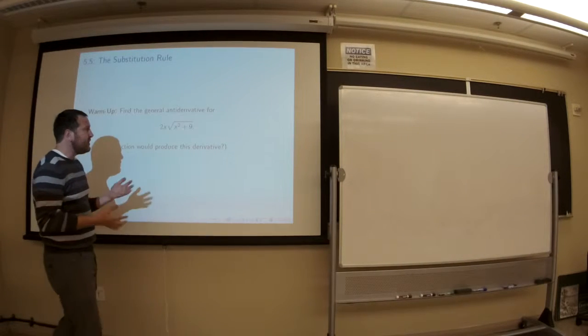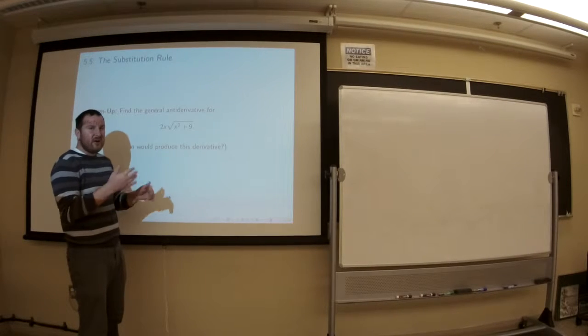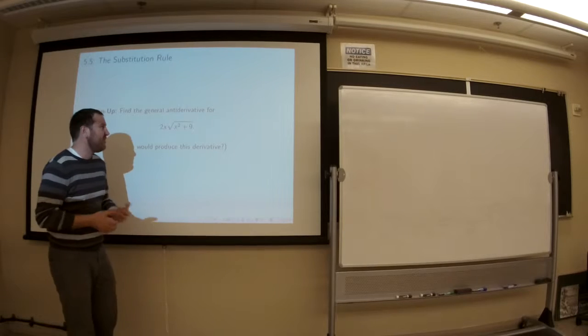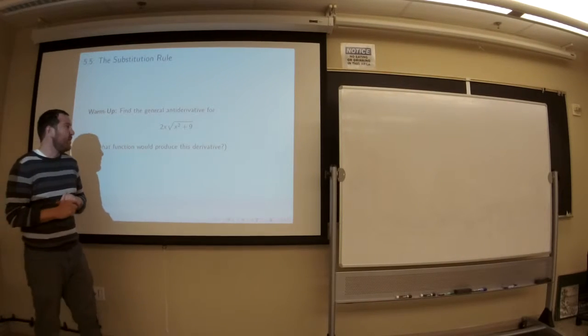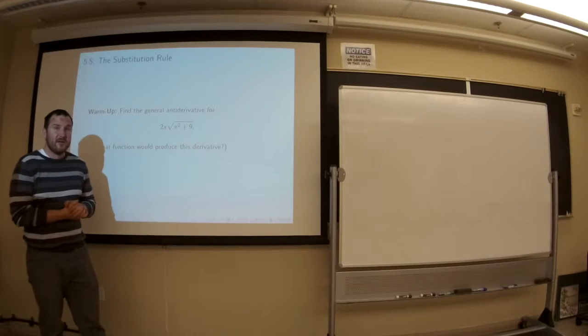So what you should think about when trying to come up with this antiderivative is what would happen with the chain rule when you took the derivative of something, and then try to find what the antiderivative would be, take its derivative to check to see if it's correct. So go ahead and pause the video and try to work on this warm-up. I'll do the solution for it in a second.